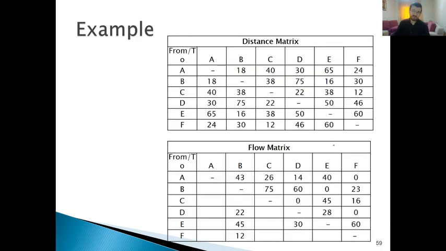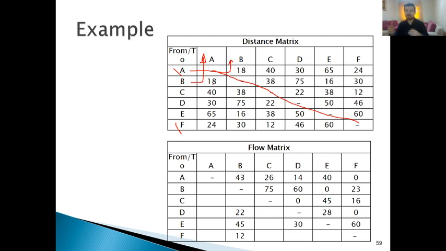Like in this example. In this example, we see that there are 6 departments from A to F, okay? And this is a symmetric distance matrix. That's why in the diagonal we don't have anything, okay? So the distance from A to B is 18 units, as well as from B to A, okay? It may sometimes be an asymmetric matrix if the distance from A to B is not equal to B to A due to restrictions on the road.